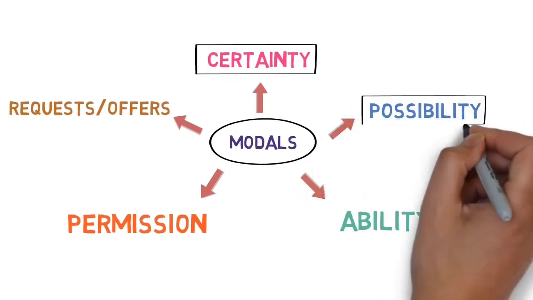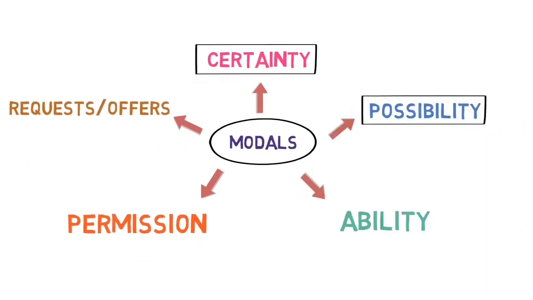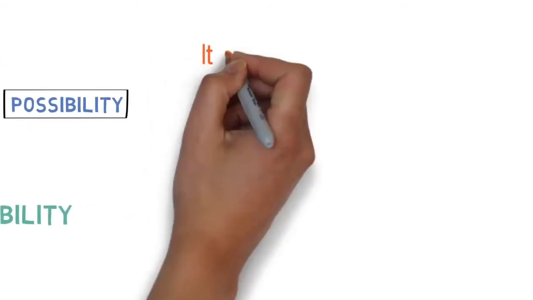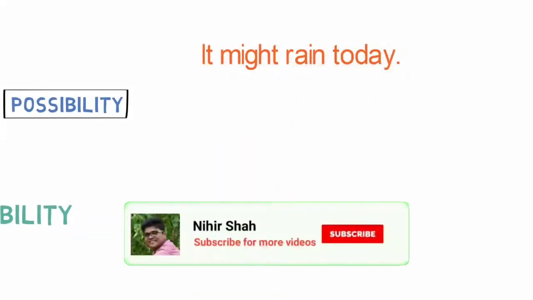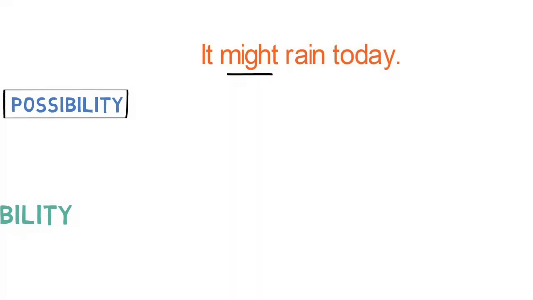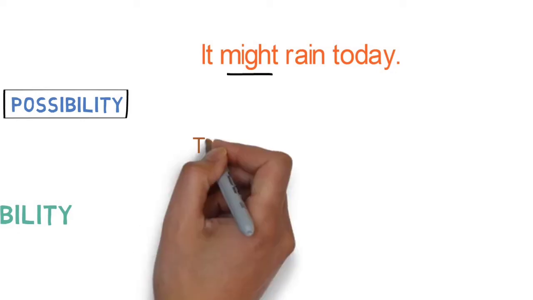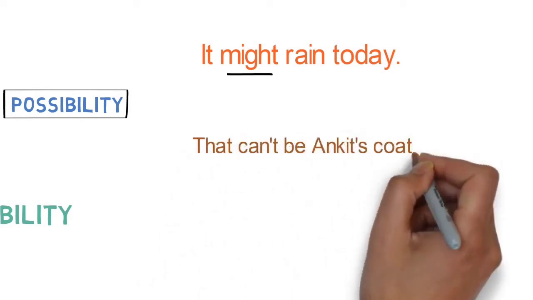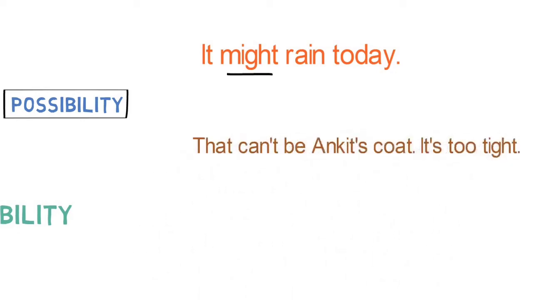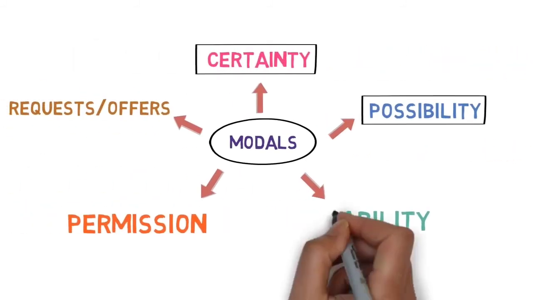And you come to the possibility. Possibility: what is going to happen in the future. You should keep in mind the possibility for that. For example, it might rain today. So the "might" can express possibility. It might rain today. That is called the possibility that it can rain today.